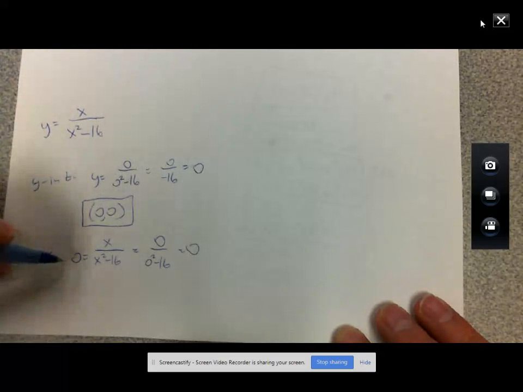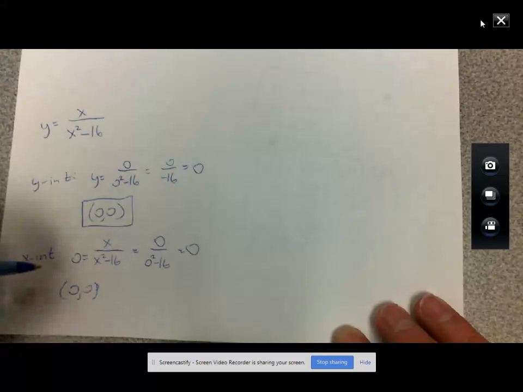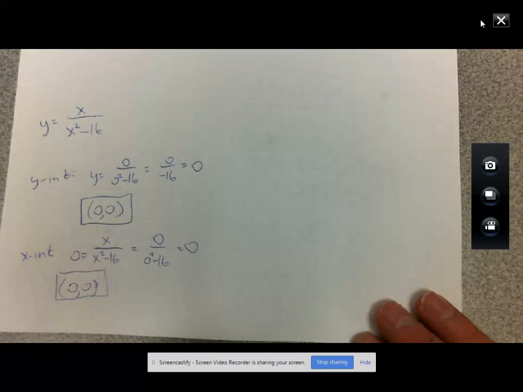So if x is 0, y is 0, it works out. Or if y is 0, x has to be 0. And we get our x-intercept being (0, 0) as well, which makes sense because here we go, (0, 0). We got the x and y intercepts by replacing x with 0 and y with 0.